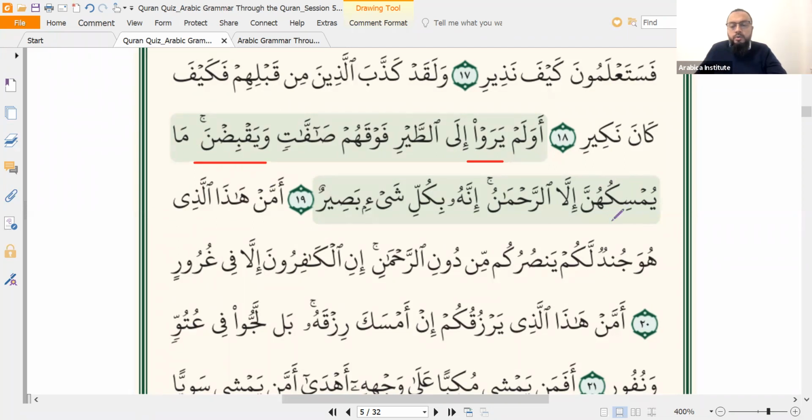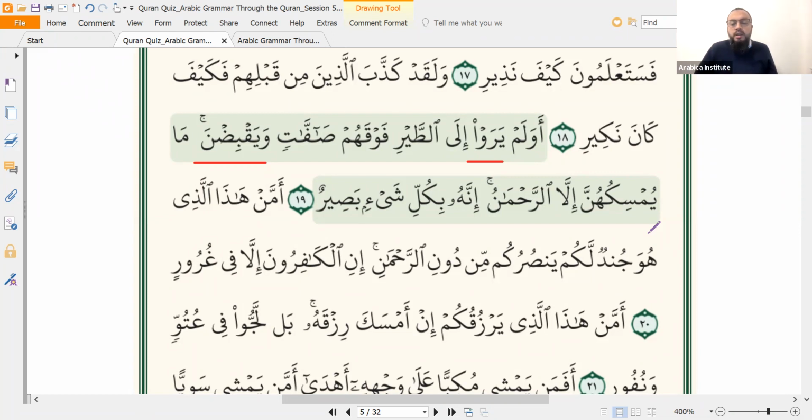Ma yumsikuhunna, amsaka yumsiku. Which form? Form 4. Good. Amsaka yumsiku. What's the verbal noun? Imsak. Good. Does that remind you of Ramadan? What's imsak? It's when you stop eating, right? Because amsaka means to grab, hold. So when you stop eating, you withhold, literally withhold yourself from eating. That's called imsak. So that's the verb amsaka.